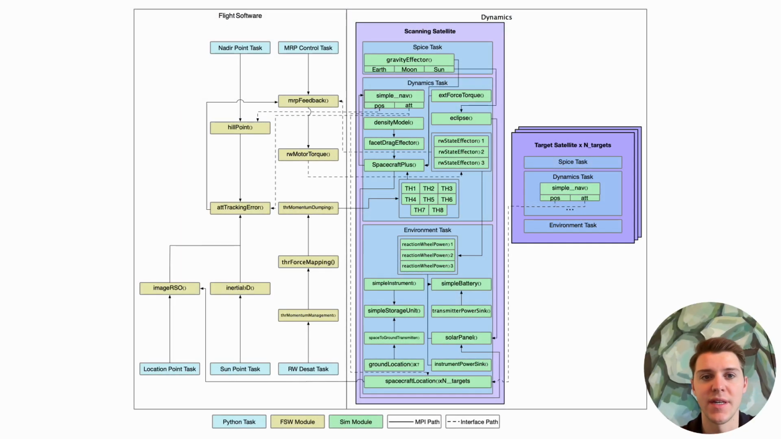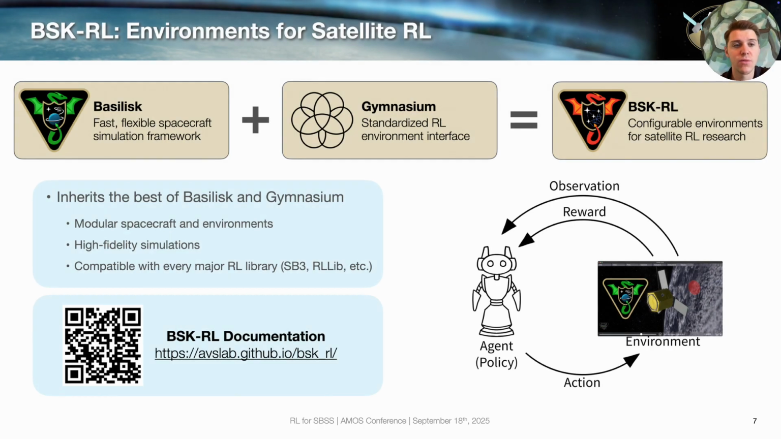The overall architecture of the simulation can be seen here, and it's also in the paper. We are fully simulating this scanning satellite as well as 100 targets. We're doing this simulation in Basilisk, which is a fast and flexible spacecraft simulation framework, and then we're using Gymnasium as our RL interface, and together we're combining this as a wrapper with BSK RL.